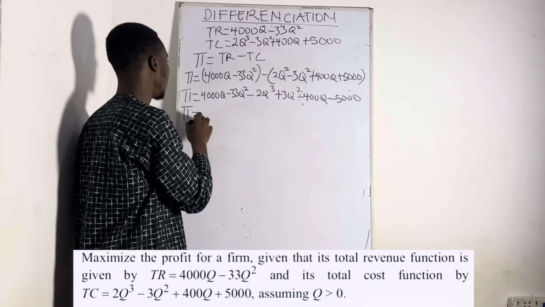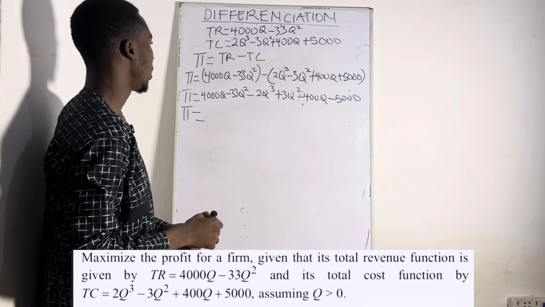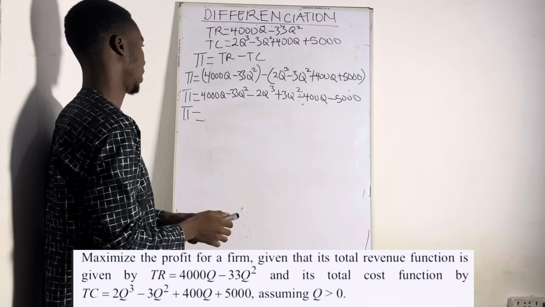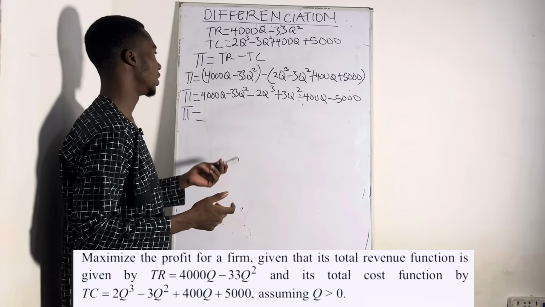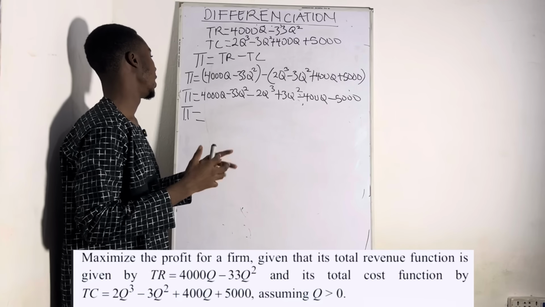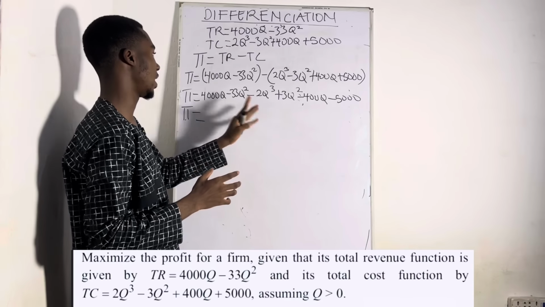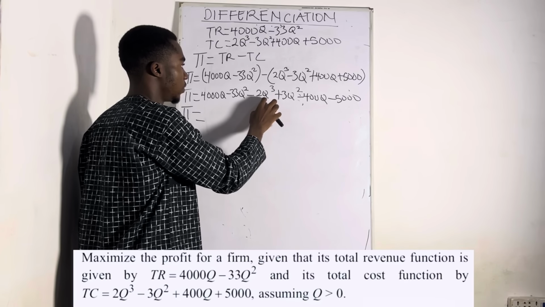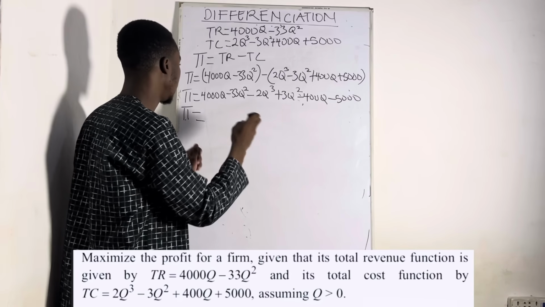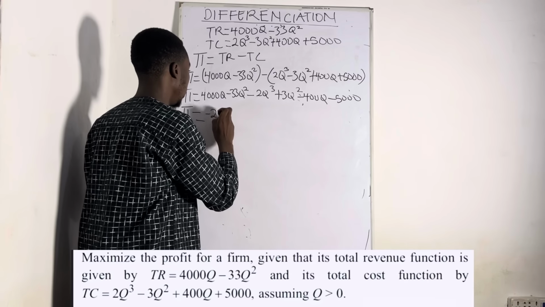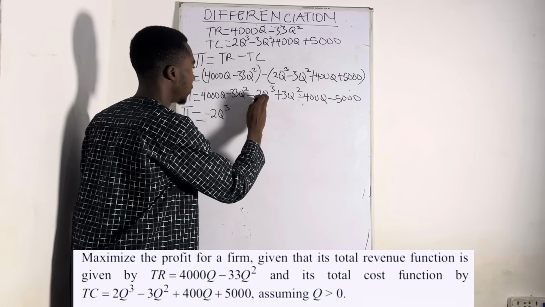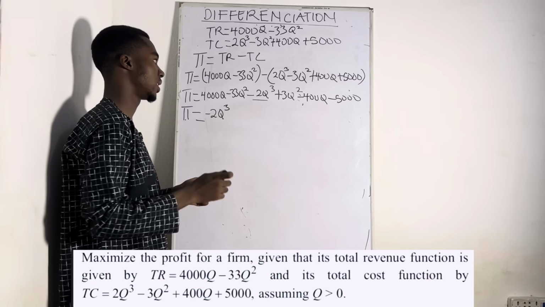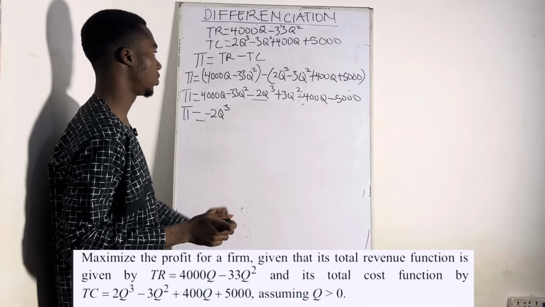So our profit is equal to, in grouping like terms, you can bring the one with the highest exponent first. You get it? I'd advise you to do this. Anytime you are asked to find any function, just bring the one with the highest exponent first. The one with the highest exponent is negative 2k cubed. So we are done with this one. Let's underline it, so that you don't repeat any of the terms.